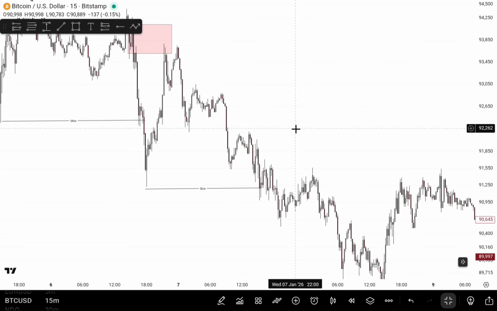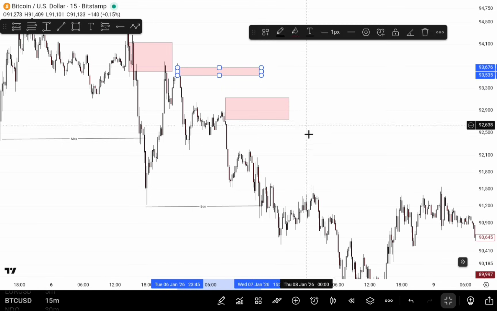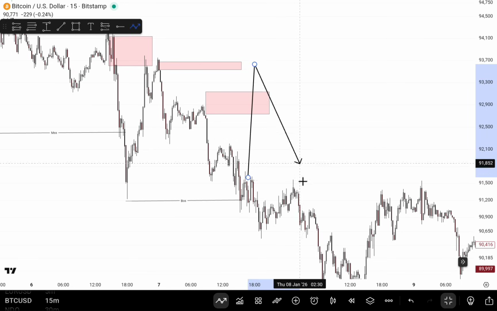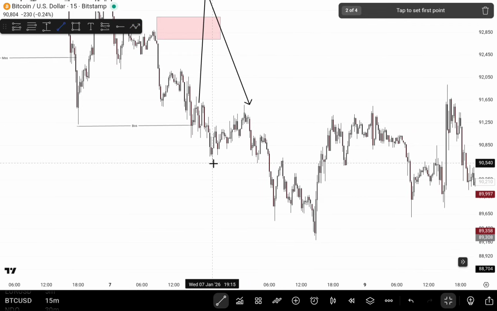This break of structure to the downside, initially we have this order block at this spot. We also have this order block at this spot, which also caused a break of structure to the downside. But price was supposed to return back to this order block, or price did not react from the order block, right? So we also have a new break of structure to the upside.